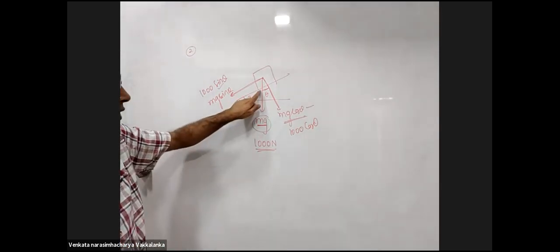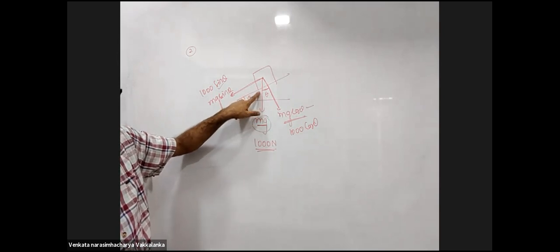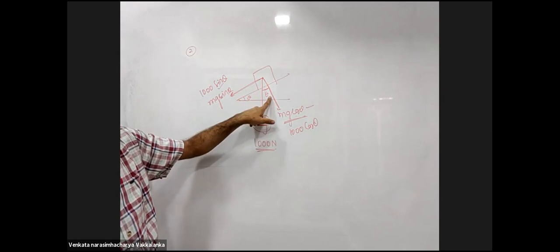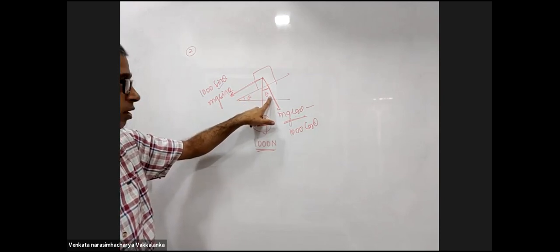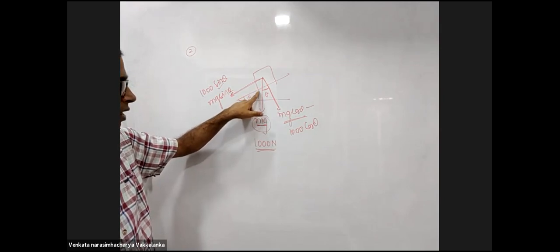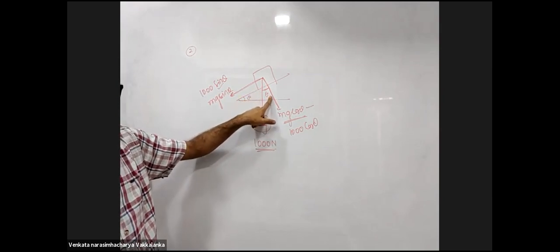This is theta. This is 90. This angle is 90 minus theta. So this angle will be theta. I'll keep using this directly hereafter. Get accustomed to it. Theta, 90, 90 minus theta. This will be theta.